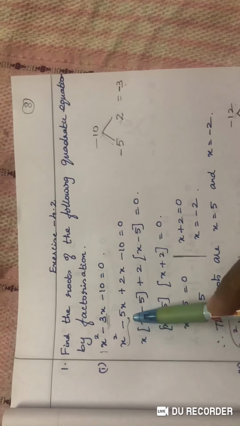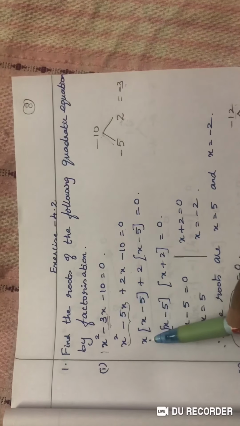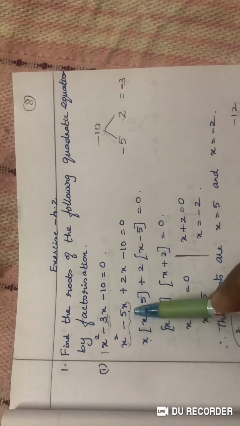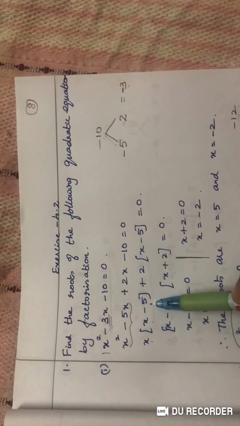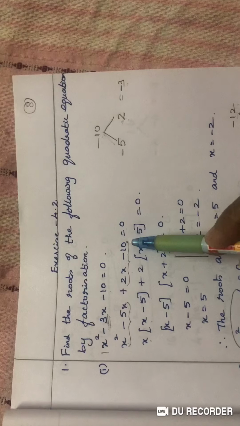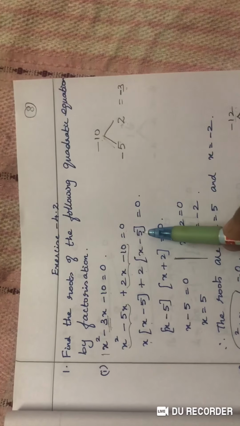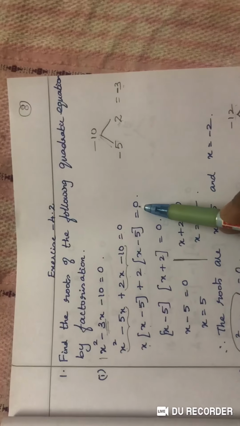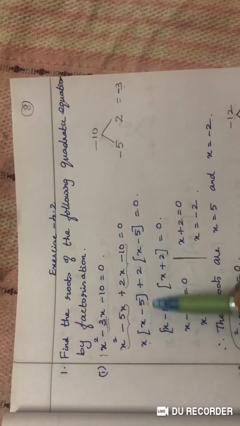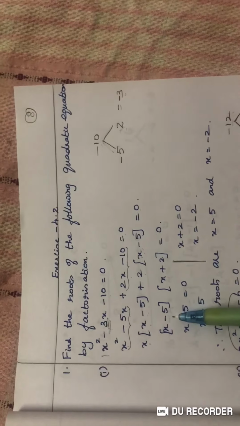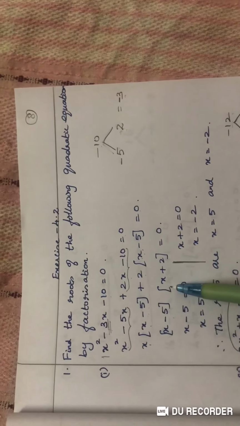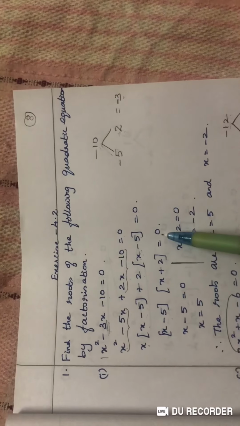From the first two terms, I can take x as common. So what are the terms? Rest is x minus 5. From the second two terms, I can take 2 as common. So rest of the term is x minus 5, which is equal to 0. From this, I can take x minus 5 as common. So rest of the terms are x plus 2 equal to 0.